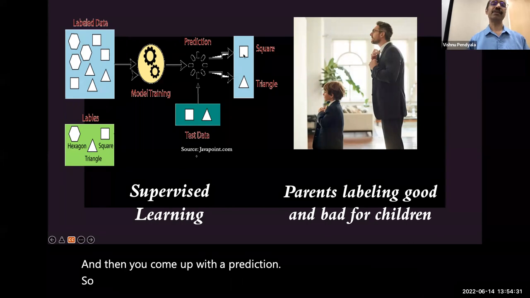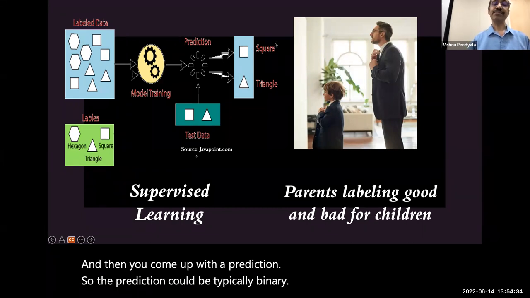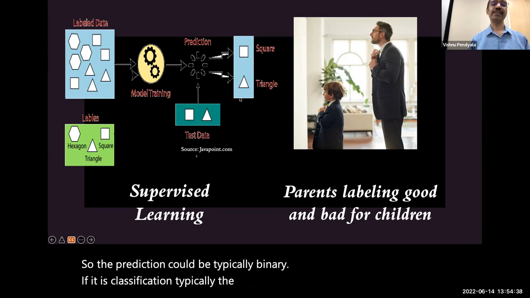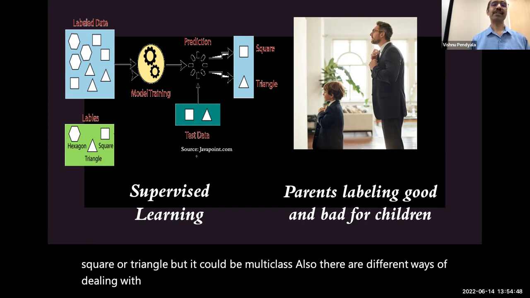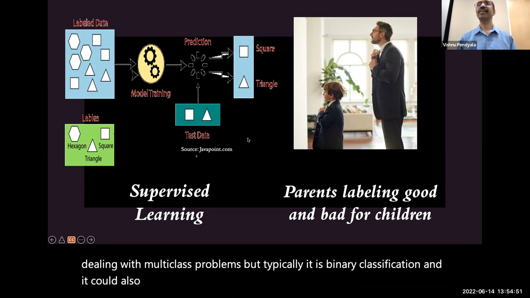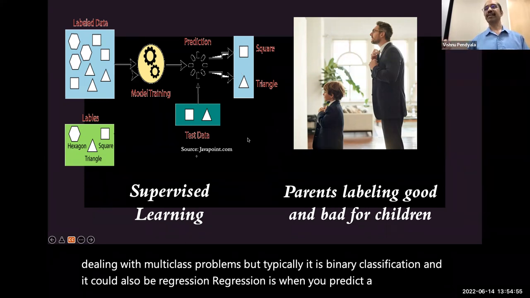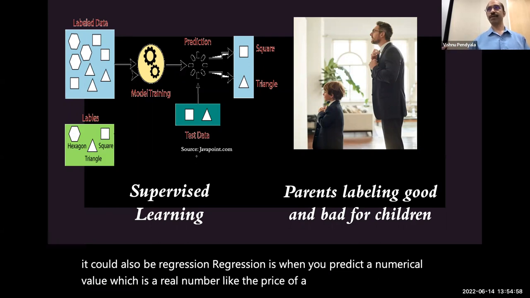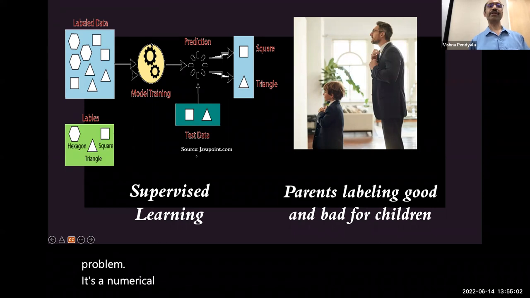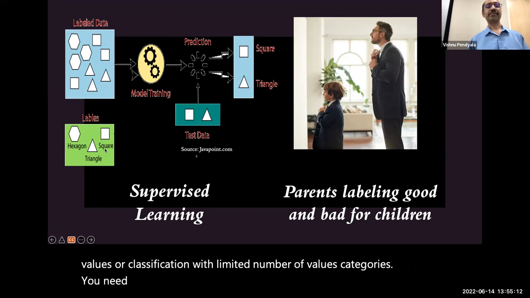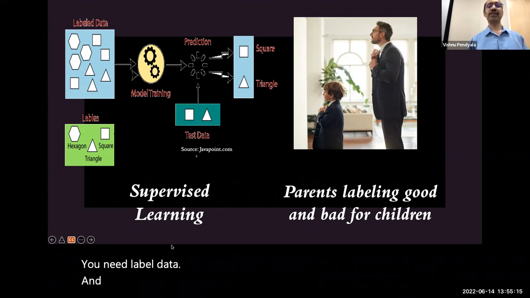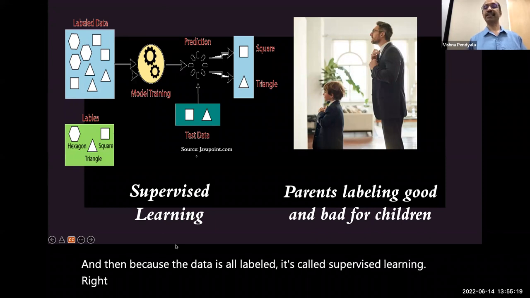The prediction could be typically binary. If it is classification, typically the classification is binary, true or false or square or triangle, but it could be multi-class also. There are different ways of dealing with multi-class problems, but typically it is binary classification. And it could also be regression. Regression is when you predict a numerical value, a real number, like the price of a house. So in both cases, whether it is regression with numerical values or classification with a limited number of categories, you need labeled data. Because the data is all labeled, it's called supervised learning, right? So that's the first analogy.